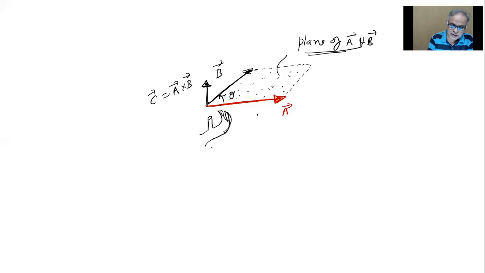The fingers were stretched along A, and then we turned it from A to B, for which the thumb has to be pointing up. So the thumb direction is the direction of A cross B.